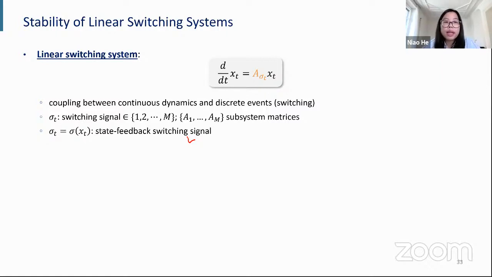The difference from linear systems is that for linear switching systems, your matrix A is no longer fixed, right? This matrix A will be switched among a subset of matrices based on some switching signal sigma. And this switching signal can be arbitrary, right? It could be just an arbitrary policy, or it could be dependent on or controlled by your state. If it is dependent on your state x_t, then we call this a state feedback switching signal.